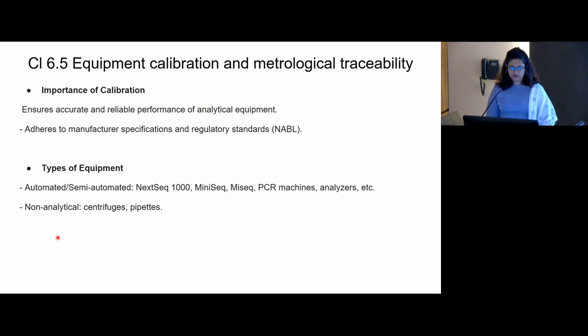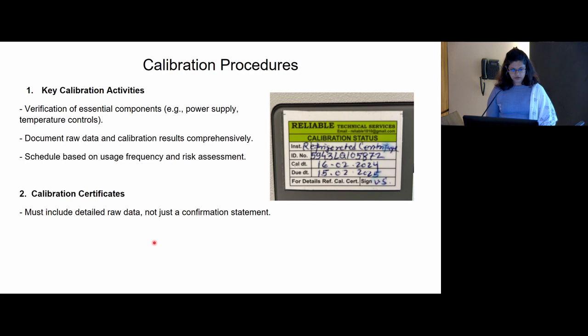Being a part of the diagnostic lab, calibration is foremost important. It ensures accurate and reliable performance of the analytical equipment, and it adheres to the manufacturer specification and regulatory standards by NABL. The instruments present in our lab include automated and semi-automated ones like NextSeq 1000, MiniSeq, MySeq, PCR machines and analyzers, and some non-analytical ones like centrifuges and pipettes.